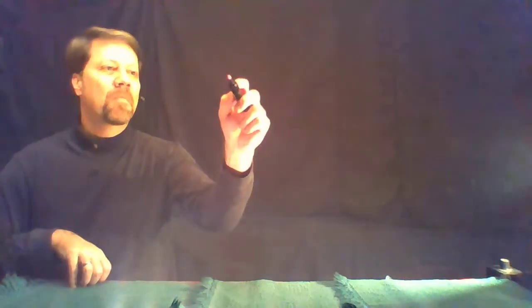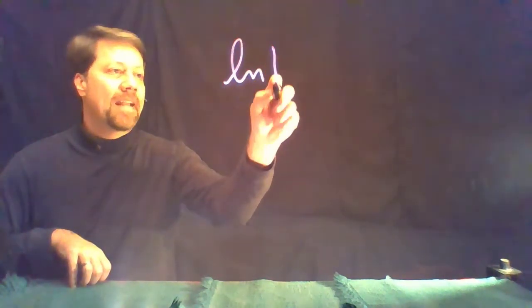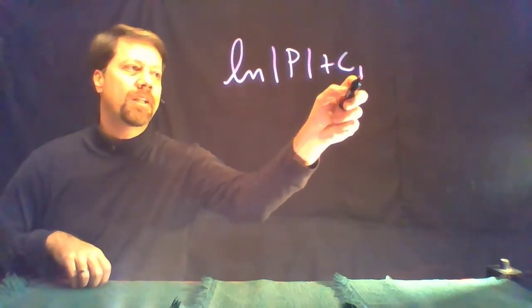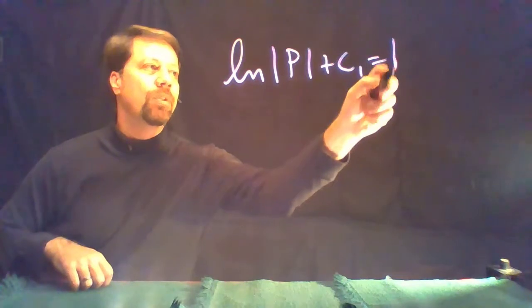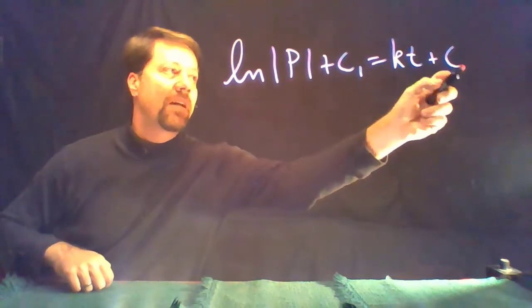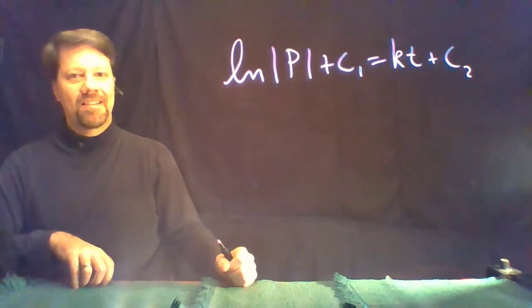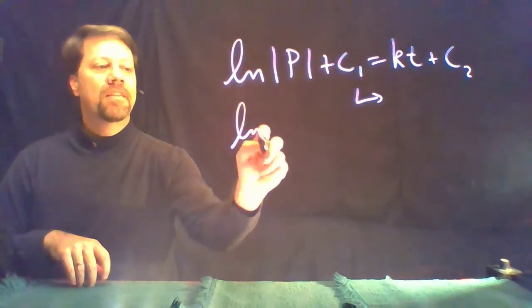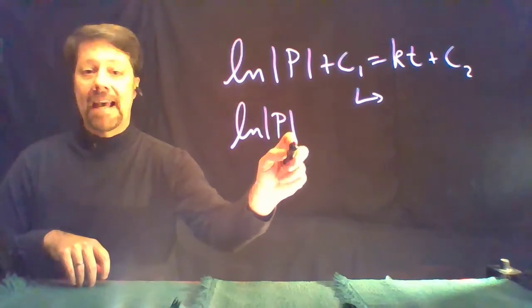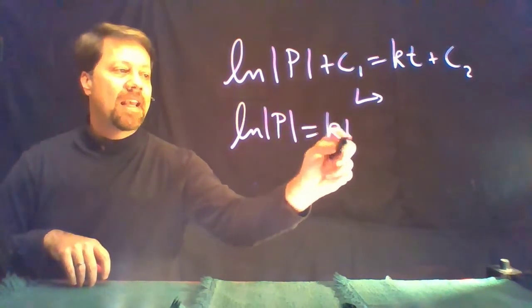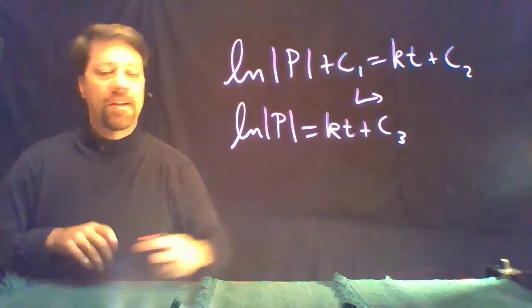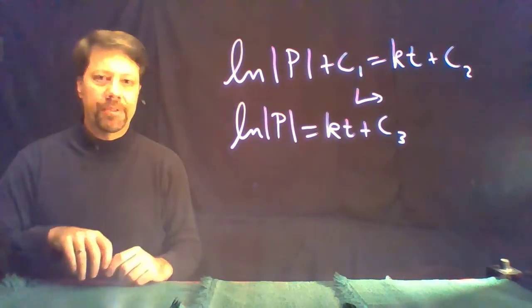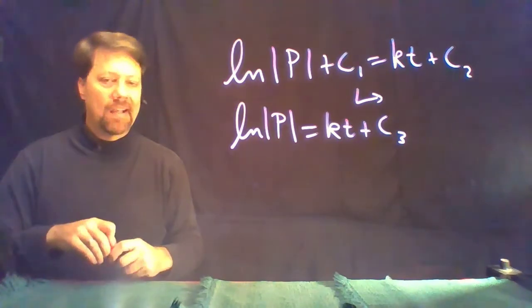When we integrate, we get the natural log of the absolute value of p plus an arbitrary constant is equal to kt plus another arbitrary constant. Note, we can combine the two arbitrary constants together, yielding the natural log of the absolute value of p is kt plus another arbitrary constant. The difference of two arbitrary constants being an arbitrary constant.